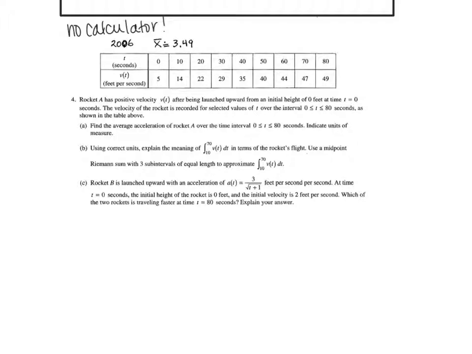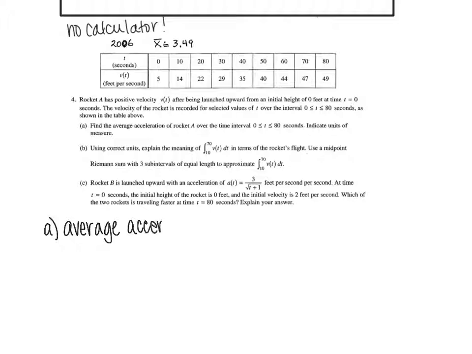Okay, it says rocket A has a positive velocity after being launched upward with an initial height of 0 feet at time 0 seconds. The velocity of the rocket is recorded for selected values of t over the time interval from 0 to 80 seconds as shown in the table above. Part A, find the average acceleration of the rocket A over the time interval from 0 to 80 seconds. Indicate units of measure.